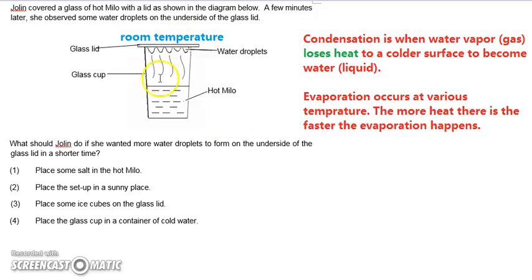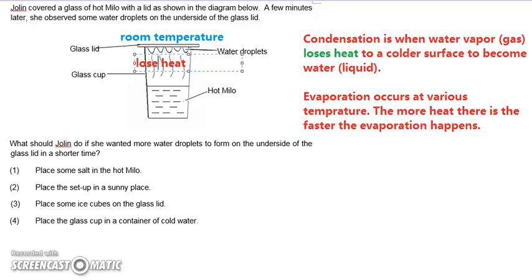Alright, and it's because this water vapor is losing heat. The water vapor is losing heat. That's why condensation occurs. The water vapor is losing heat to the colder glass lid, and that's why condensation happens. Alright, so how do we make the condensation even more? Well, that means we have to make the water vapor lose more heat. How do we make the water vapor lose more heat?